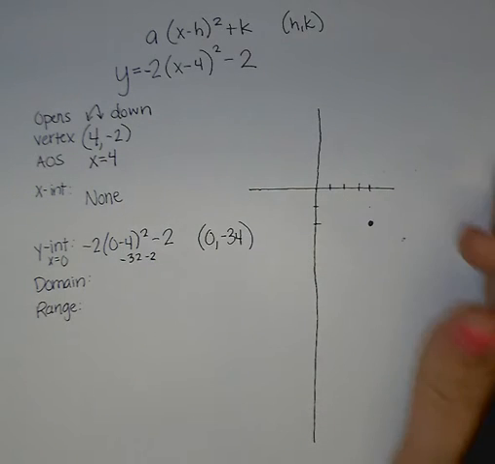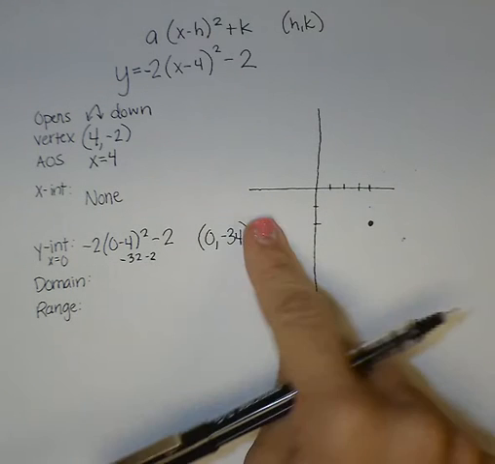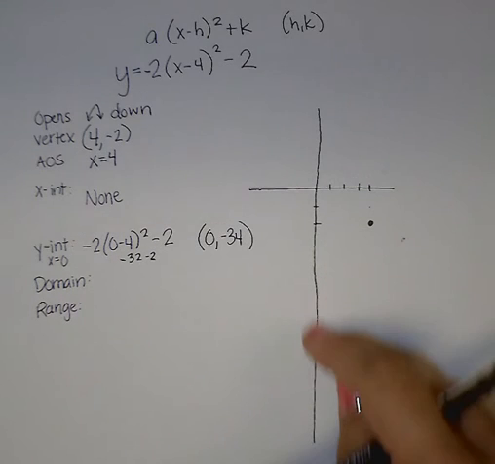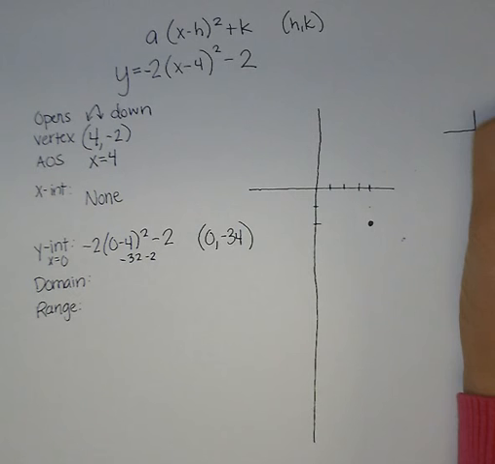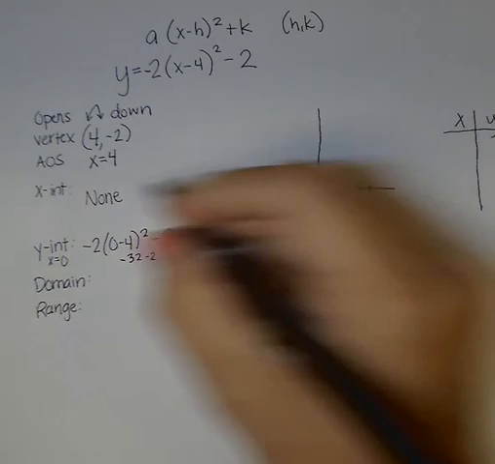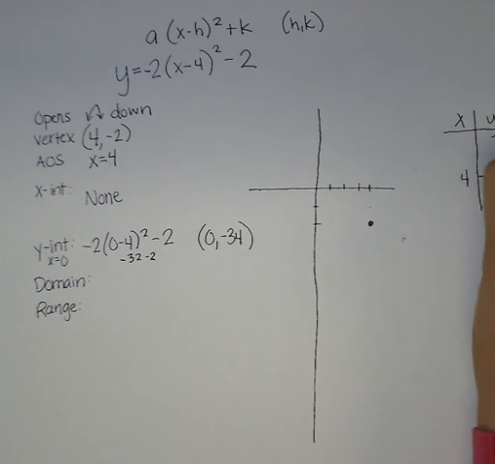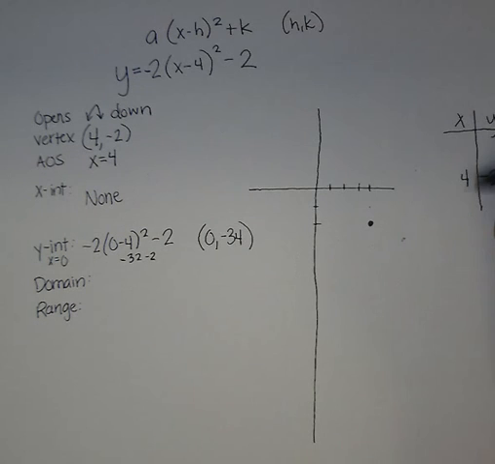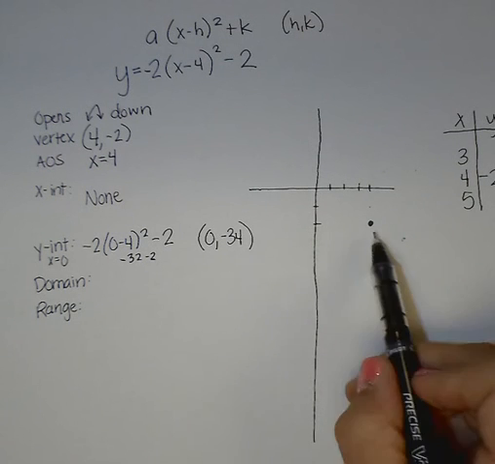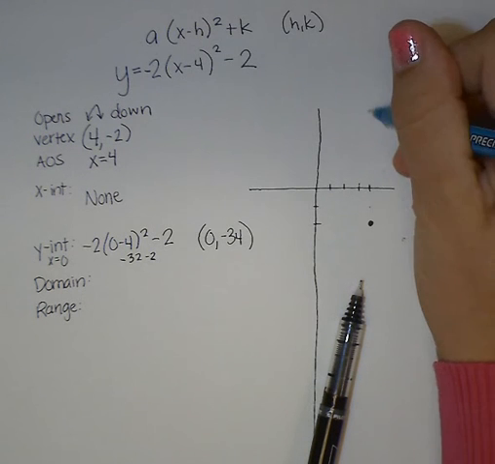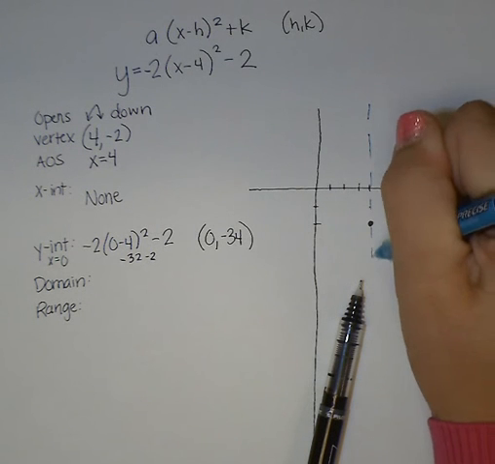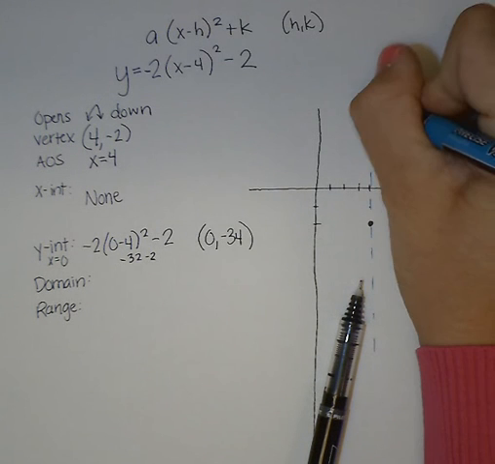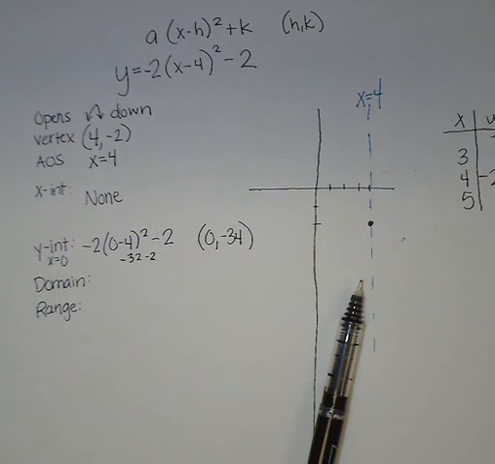I may want to get some more points to graph this because (0, -34), I don't even have that on this graphing area. So what you can do if you come across a situation like this is just put your vertex into a table and plug in some points around it. Well, let's figure out what 3 would be, and let's figure out what 5 would be. They should be the same because they're on either side of this magical axis of symmetry at x equals 4, where everything looks the same on either side.